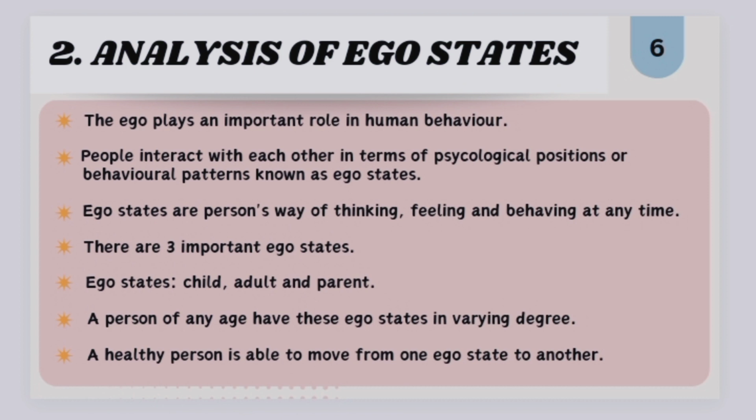The second one is analysis of ego state. The ego plays an important role in human behavior. People interact with each other in terms of psychological positions or behavioral patterns known as ego states. The ego states are a personal way of thinking, feeling and behaving at any time. There are three important ego states: child ego state, adult ego state and parent ego state. A person of any age has these ego states in varying degrees. The healthy person is able to move from one ego state to another.